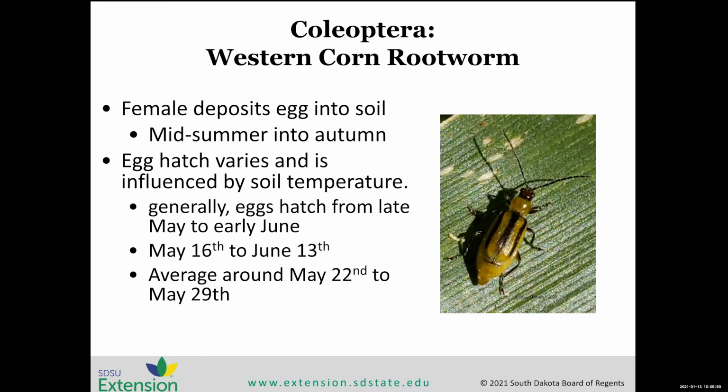those roots. Generally, and this is from Brad, he's been working with corn rootworms for decades now. Generally, the eggs hatch from late May to early June. So from May 16th to June 13th is when you'll see them. According to Brad, the heaviest emergence is around May 22nd to May 29th. So through that time, watch your fields carefully, because that's when you'll have the strongest emergence of those western corn rootworms.